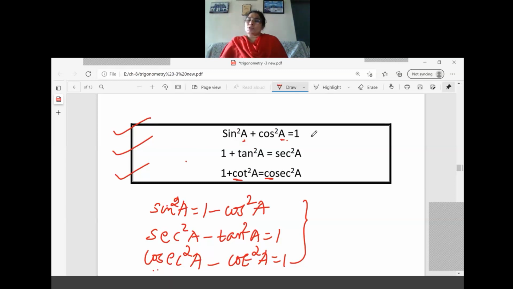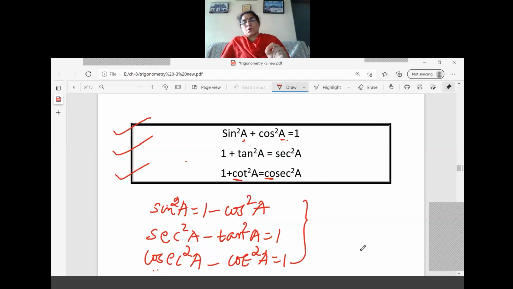Sine square a plus cos square a equal to 1, 1 plus tan square a equal to sec square a, 1 plus cot square a equal to cosec square a. So I suggest whatever I put in the box, in that way you learn it 10 to 15 times, learn all the identities thoroughly. The proof I have already explained. With the help of the right angle triangle, we are deriving this one. Just use the Pythagoras theorem, and each side we are using for division only. Then we are deriving the formula.